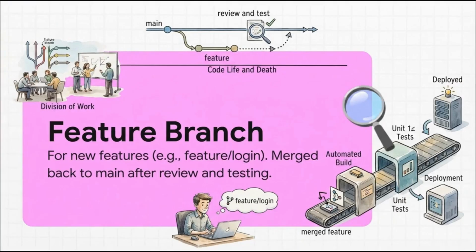All right, so we know where the code lives. Now let's talk about how humans divide the work up. This brings us to the 4 distinct branch types. I'm going to walk you through exactly what they are, what they do, and how they live and die.